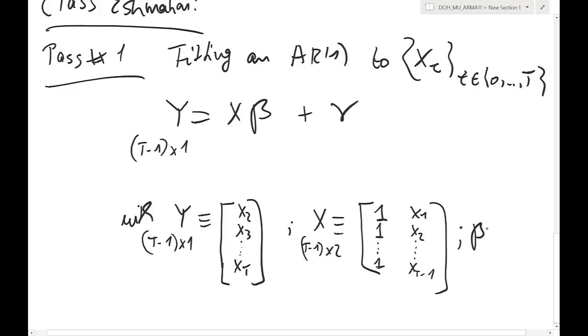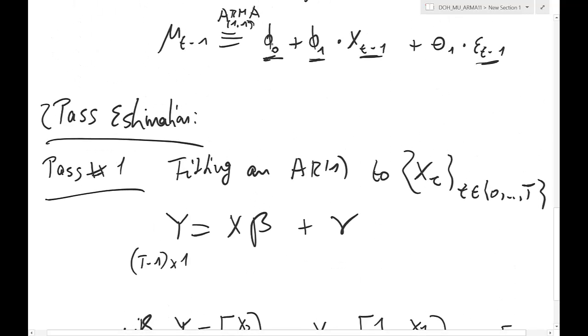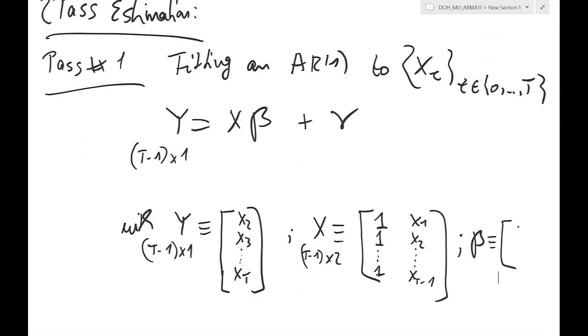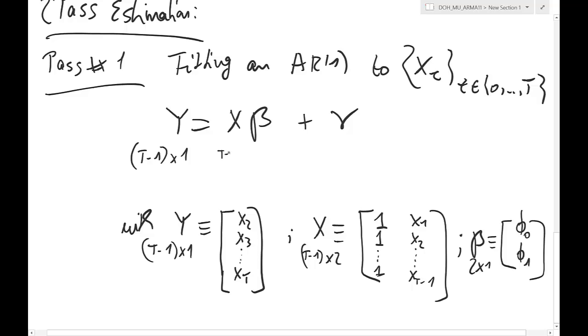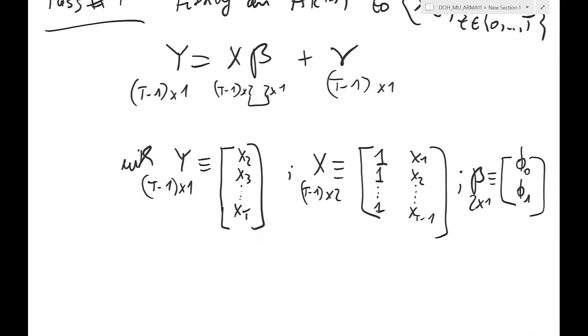And from that, it's now obvious that the beta, the parameters that we care about, will be here the phi 0 and the phi 1. Dimension 2 times 1. So we have t minus 1 times 2, and here we have 2 times 1. And what's the nu? I just use the nu as my measure for the error. It will also have t minus 1 times 1.